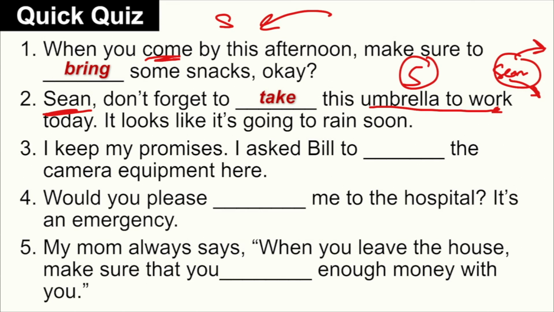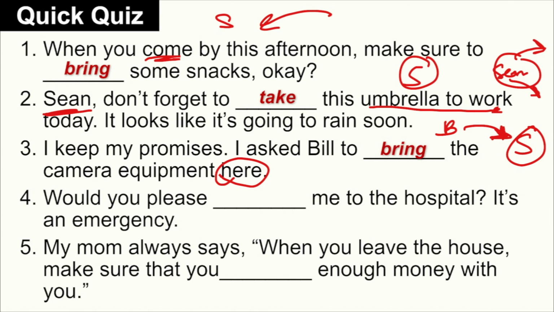Okay? Now, I keep my promises. I asked Bill to blank the camera equipment here. So again, sabi niya, si Bill daw, sinabihan niya na dalhin yung camera equipment. Saan? Here. Ibig sabihin, si Bill, dinala yung camera equipment papunta sa kung nasaan yung speaker. Okay? So, ibig sabihin dahil ang direction ay towards the speaker, this should be bring. I asked Bill to bring the camera equipment here.